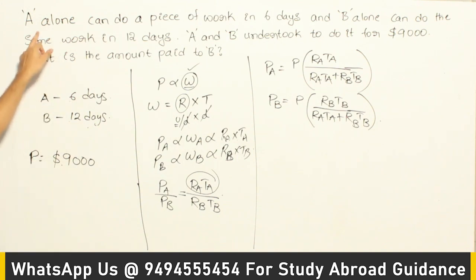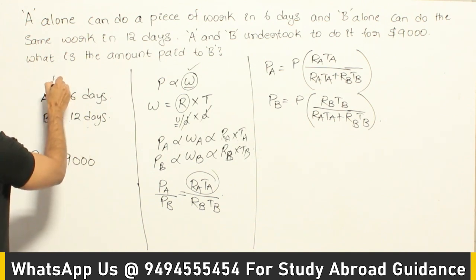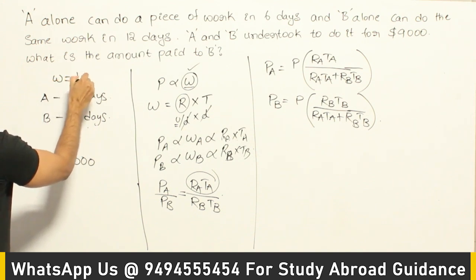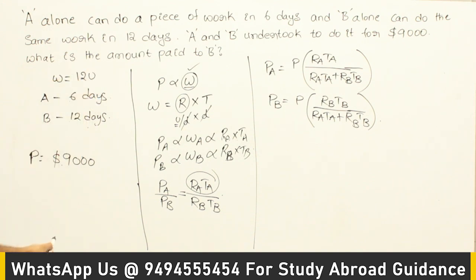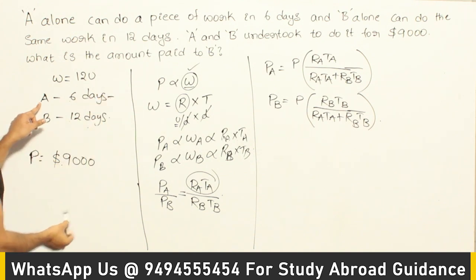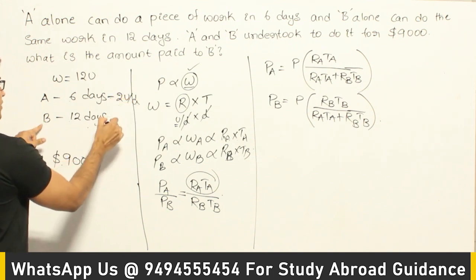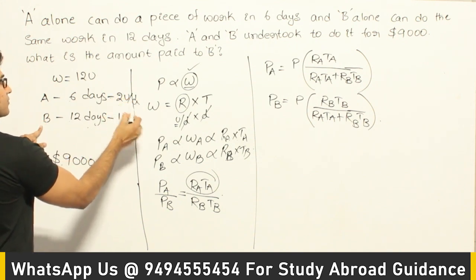See this. Now they are saying that A is doing it in 6 days and B is doing the same project in 12 days. Let's try to find out the rate. In order to find out the rate, let us assume that the total work is 12 units, okay? If you assume that the total work is 12 units, then the rate of A is 12 by 6, which means 2 units per day, and the rate of B is 1 unit per day. Got it?